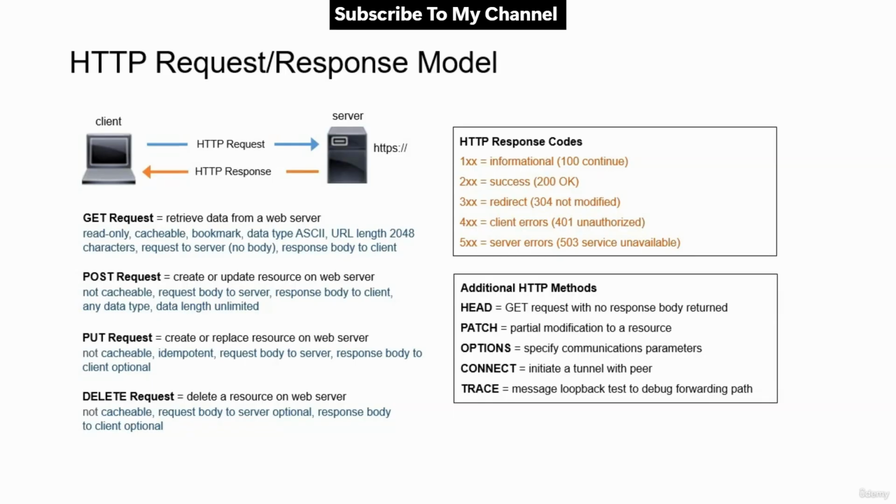troubleshooting. And there's some additional HTTP methods like HEAD, and that just refers to header. And that's a GET request with no response body returned. So you're just asking for the headers to be sent. And then the PATCH is just a partial modification of a resource. Then you have OPTIONS, and that specifies communication parameters with TCP, for example. And then a CONNECT is for initiating a tunnel with a peer. And TRACE is to do a message loopback test to debug the forwarding path.